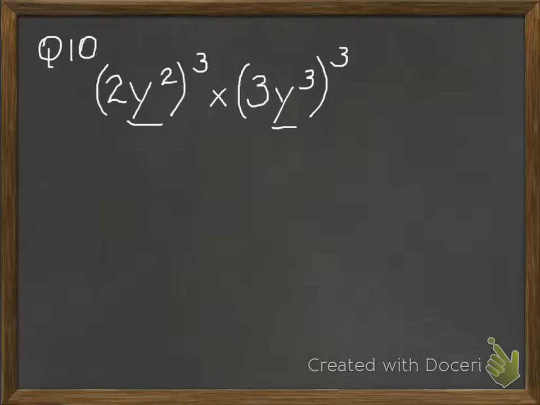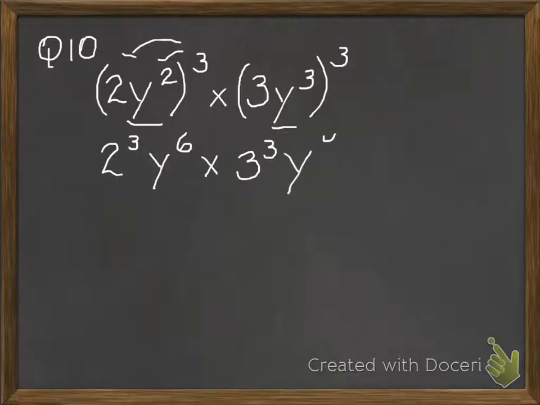So if you recall, any base raised to a power raised to another power is that base raised to the product of those two powers. So here again, we're going to multiply these exponents. So we have 2 to the power of 1 times 3 is 3. Y to the power of 2 times 3 is 6 times 3 to the power of 1 times 3 is 3. Y to the power of 3 times 3 is 9.